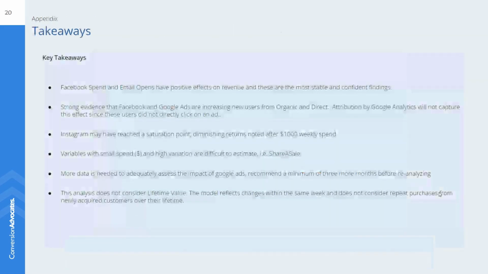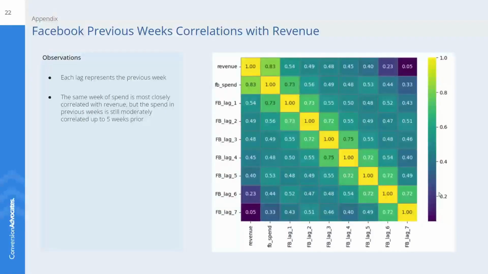So there's the takeaways. There's some other additional findings in the appendix. This is looking at previous week spend of Facebook. So previous weeks are still correlated with revenue. There are also other approaches to model that effect. You put in this decay rate and model like what is the spend from 3 weeks ago correlated with revenue. How much does that impact revenue in your model? But we don't have enough data to do that type of thing.